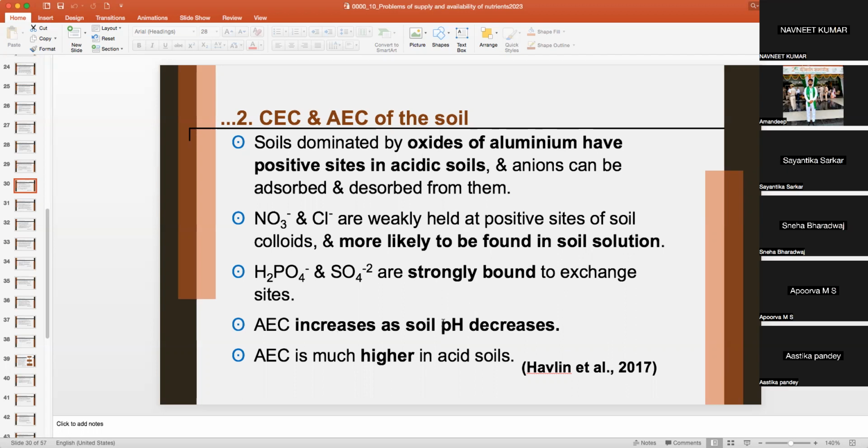Anion exchange capacity increases as soil pH decreases. You have seen the reason in the first statement: the soils dominated by oxides of aluminum have positive sites in acidic soils. So these acidic soils are dominated by oxides of aluminum, because of which the anion exchange capacity of acidic soil is higher.